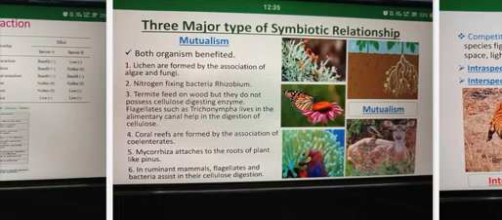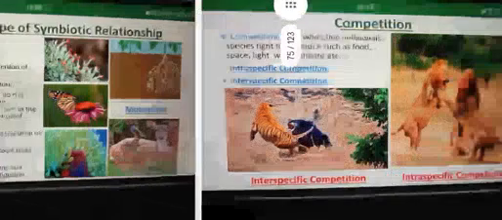Of the three major types of symbiotic relationship, in mutualism both organisms are benefited. Lichens are formed by the association of algae and fungi. Nitrogen-fixing bacteria, Rhizobium. Termites feed on wood, but they do not possess cellulose digesting enzymes. Flagellates such as Trichonympha live in the alimentary canal and help in the digestion of cellulose. Coral reefs are formed by the association of cnidarians. Mycorrhiza attaches to the roots of plants like pine. In ruminant mammals, flagellates and bacteria assist in cellulose digestion. These are mutualism. Then comes competition.